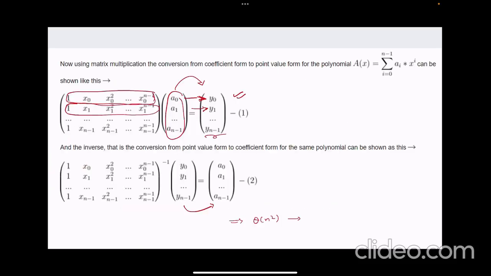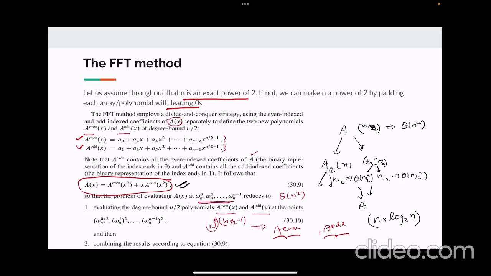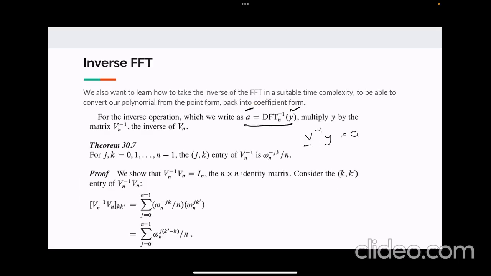Yeah, this matrix is called the Vandermonde matrix. So we just need to take its inverse. The beauty of using complex numbers is we can calculate the inverse of this matrix as fast as we calculated the matrix itself. Why is that? Because we know that V inverse n times Vn is equal to I, which is the identity matrix. That's obvious.